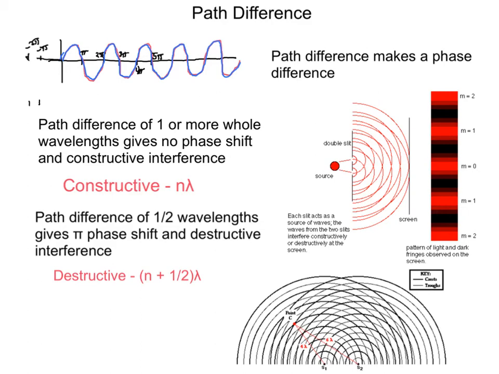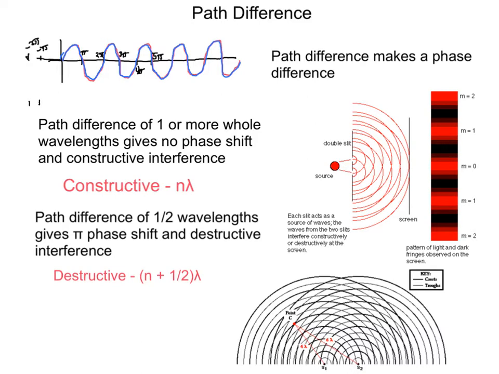So now we're going to talk about the number one way that interference actually occurs, and that's through path difference. Now, path difference actually causes a phase shift. So go ahead and burn that in your head. A path difference causes a phase shift. Path difference is whenever one wave starts before or after another wave. So one has to go a further distance than the other.